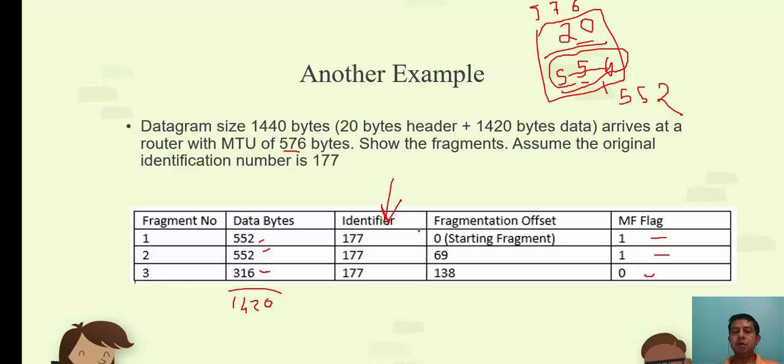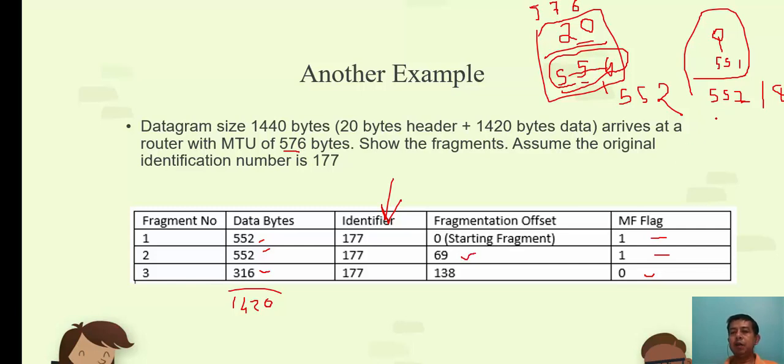Now come to the fragmentation offset. For the first one, the fragmentation offset is 0 because it is the first fragment. What were the bytes in the first fragment? It starts from 0 up to 551, total 552 bytes. So this is the first fragment. The next fragment starts from byte number 552. So my fragmentation offset of my second fragment should have been 552, but because we use a scaling factor of 8, I divide 552 by 8, and the value is 69. So the fragmentation offset is 69.